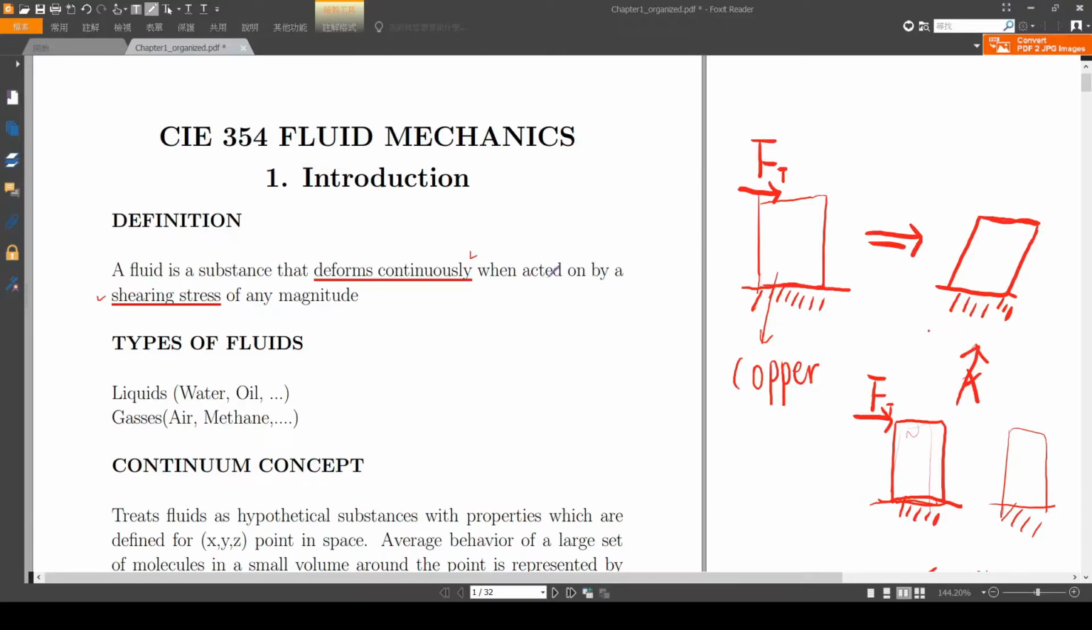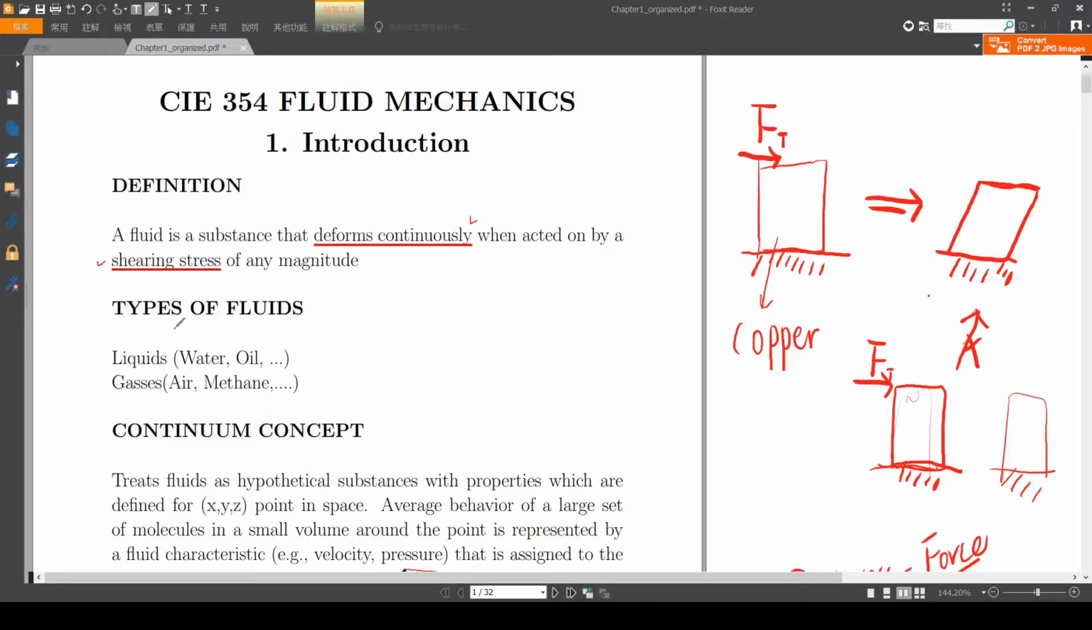Okay, so this is the most important part: a fluid, not a particle, will deform continuously when it experiences a shearing stress. The next part is about different types of fluid. Fluids include liquids and gases. Liquids are like water, oil, anything that you can imagine. Gases are like air and methane.